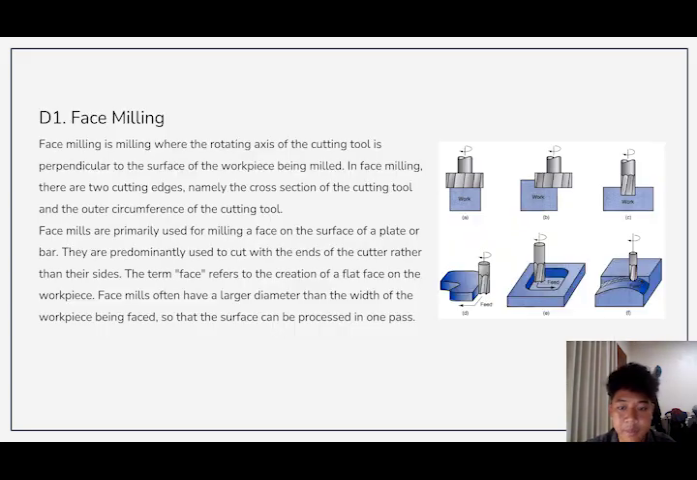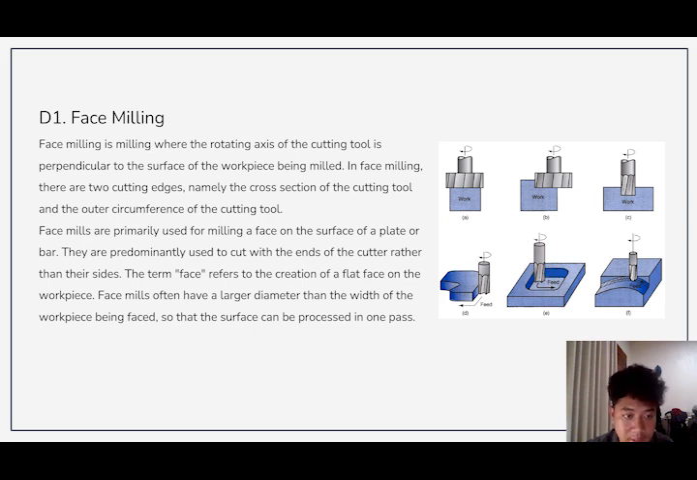Next one is face milling. Face milling is milling where the rotating axis of the cutting tool is perpendicular to the surface of the workpiece being milled. In face milling, there are two cutting edges, namely the cross-section of the cutting tool and the circumference of the cutting tool.